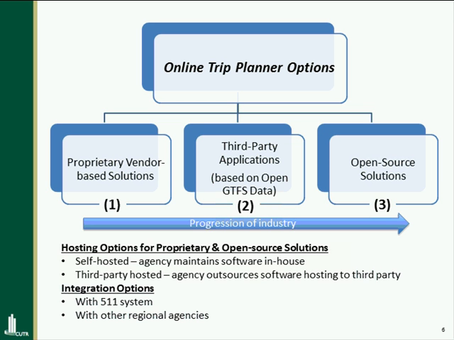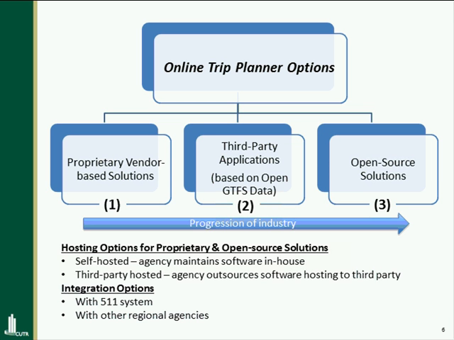And then we get into the third category, which is really the newest area in online trip planning options, and that is open source solutions. Contrary to especially number one, the proprietary vendor-based solutions, open source solutions actually provide the source code of the software out there for anyone to use for their own purposes. And we're going to talk about one particular open source solution, Open Trip Planner, a little later in this presentation.